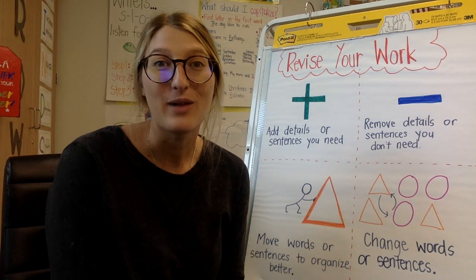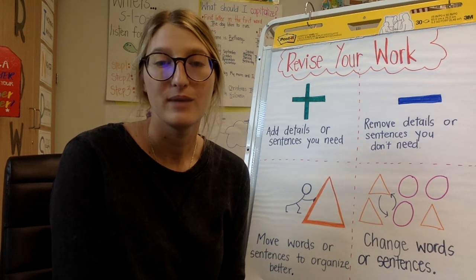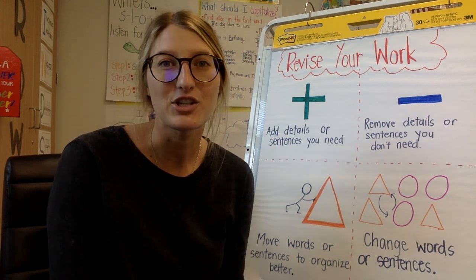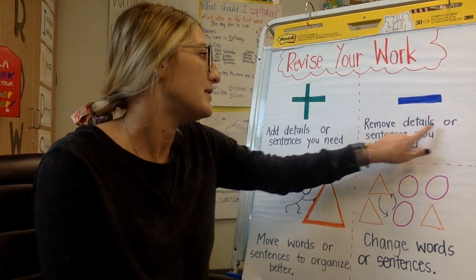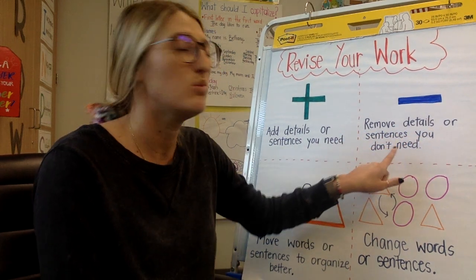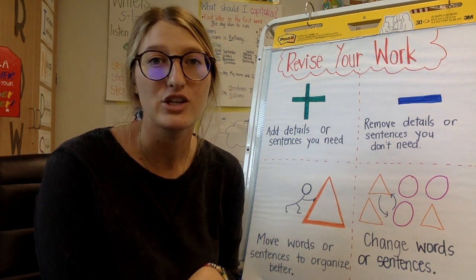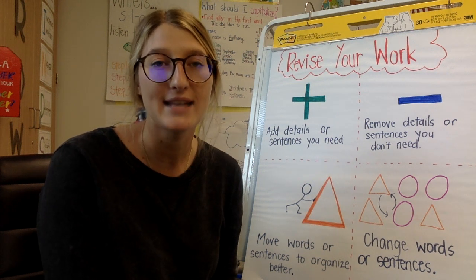All right, I'm so glad you're back. I'm wondering how acting it out went for you. Did you have to add details to your story, or maybe even to your picture just to make it better? The next thing, remove details or sentences you don't need. So sometimes we just add a whole bunch of information in there and it's not even about our story or what we're trying to say.